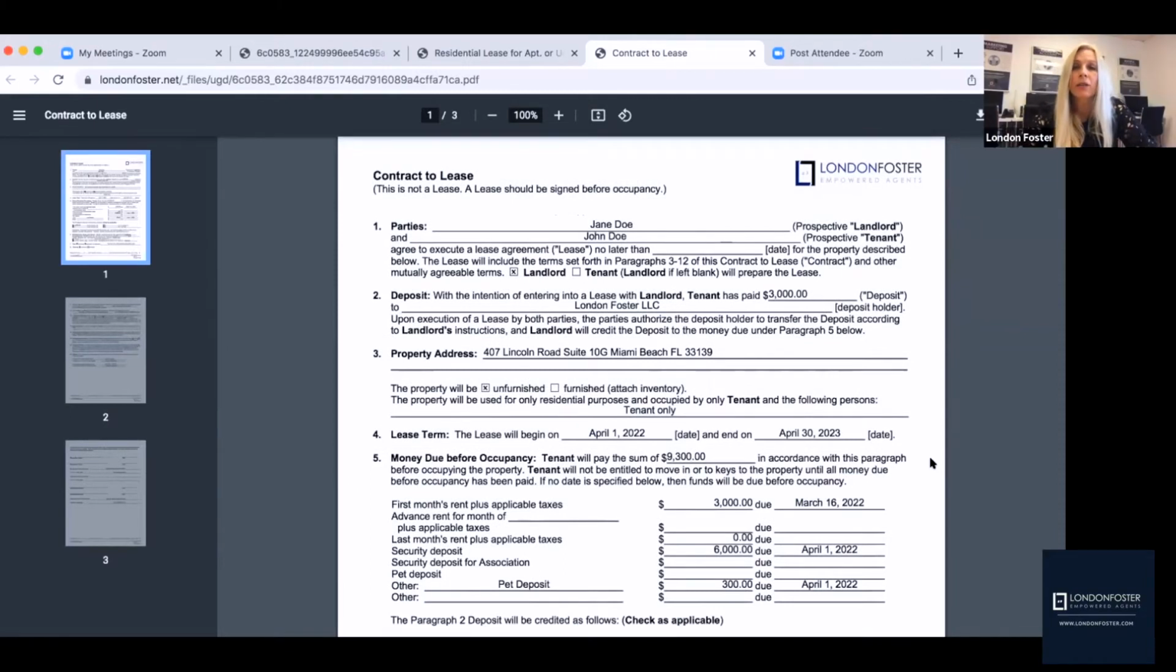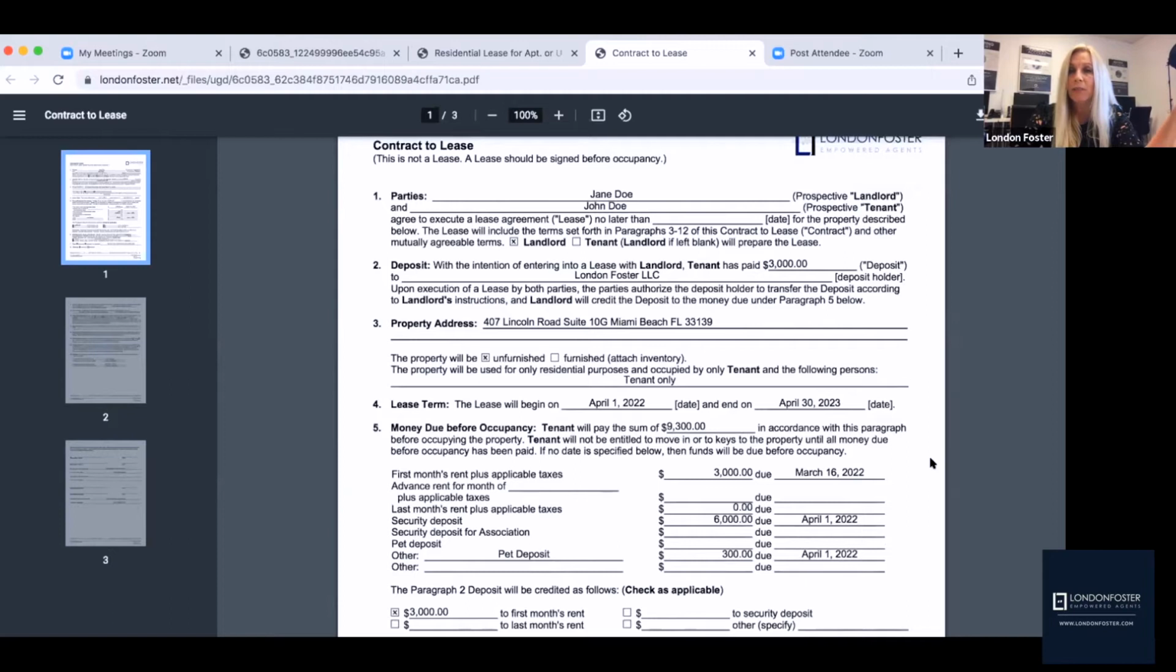Okay, so we're going to go to an example of the contract to lease that you should have in front of you. So remember, this is not the lease. This is the contract to lease. This is our offer. So you, again, want to verify the parties, landlord's name from the tax roll.